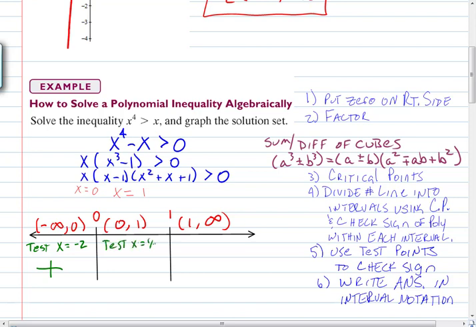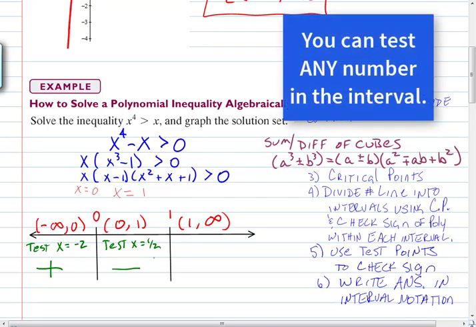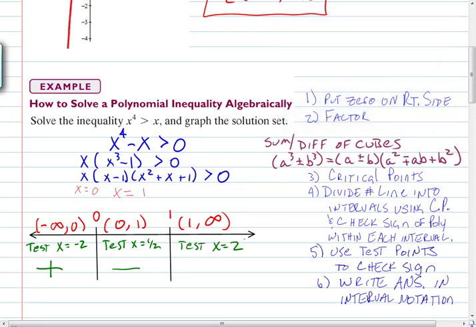What do you want to test? x equals 1/2. 1/2 is positive. 1/2 minus 1 is negative. 1/2 squared is 1/4, plus 1/2 is positive, positive. So we have a positive times a negative times a positive. The whole thing is negative. Go to the next interval. What do you want to test? You can use a 2 or 2 million. It doesn't matter. It's just got to be a number within that interval. So when we do that, we get positive, positive, and positive. The whole thing is positive.